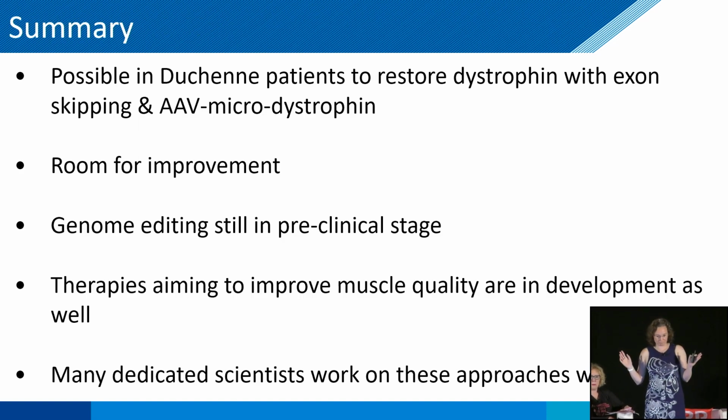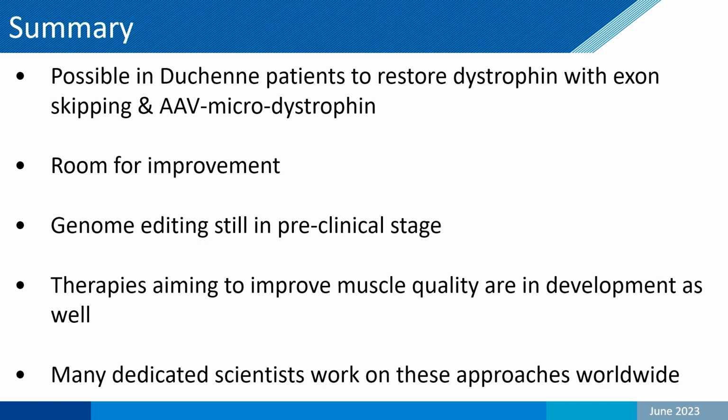So in summary, very high-level overview, it's possible in Duchenne patients, we know now, to restore dystrophin with exon skipping and AAV microdystrophin. There's also room for improvement. These will not be the final product. We will still need to do better. The genome editing is still preclinical, and the therapies aiming to improve muscle quality are really important because we likely will have to combine them with the dystrophin restoring therapies. And there's currently a couple under marketing authorization application reviews. And I think, well, it's clear a lot of work still has to be done.